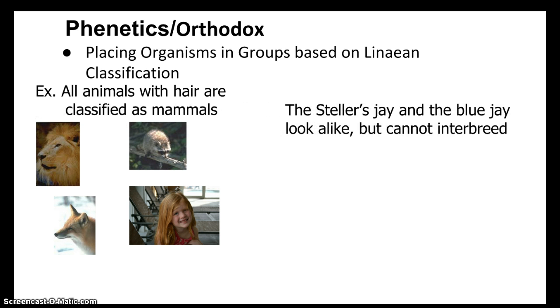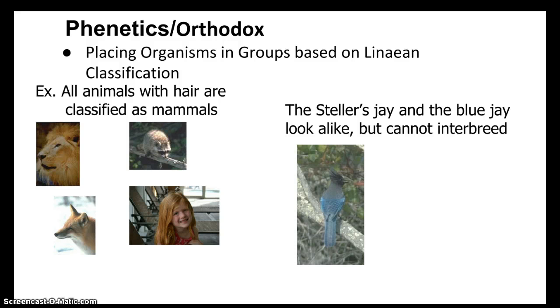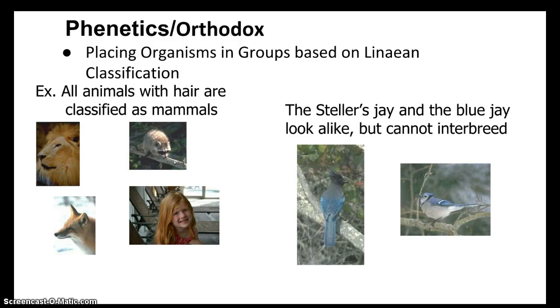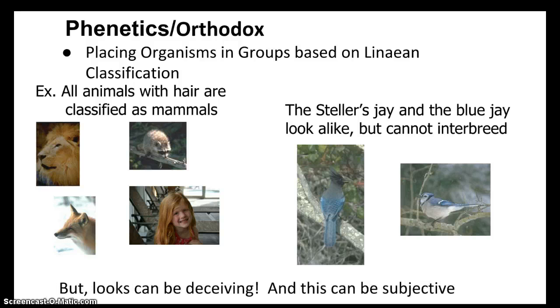But there's also organisms that look alike, but they aren't necessarily closely related. So there's a Steller's jay and there's a blue jay, but they can't interbreed, so even though they look alike, we can't put them together. So this system can be deceiving, and it's quite subjective.